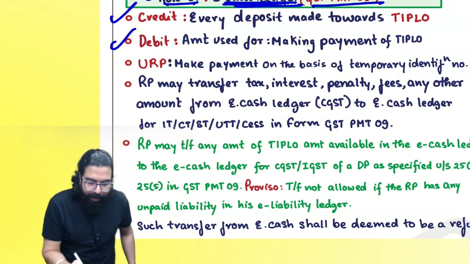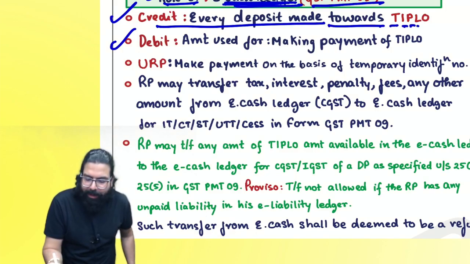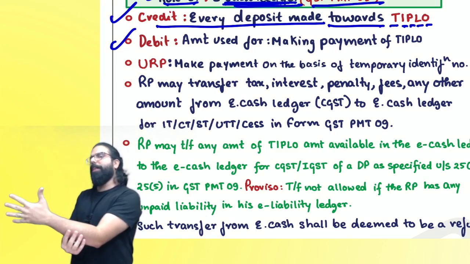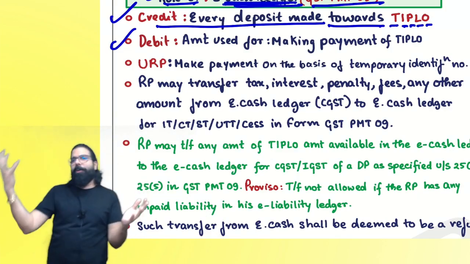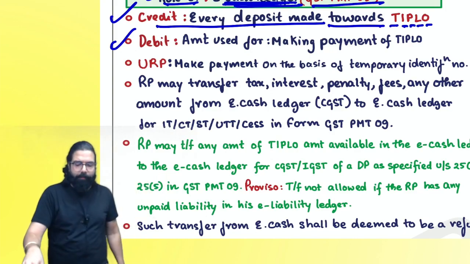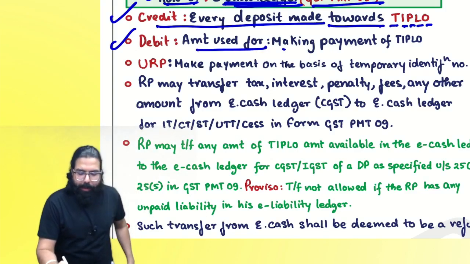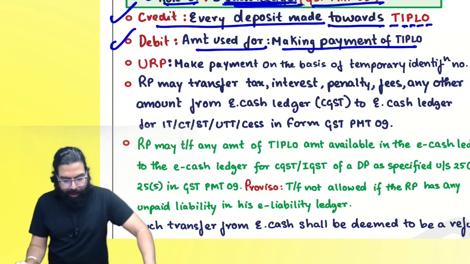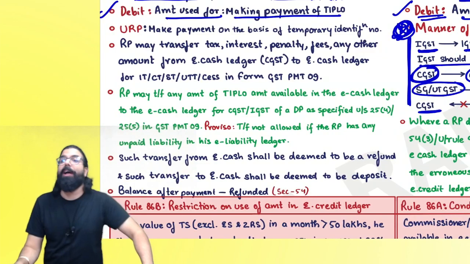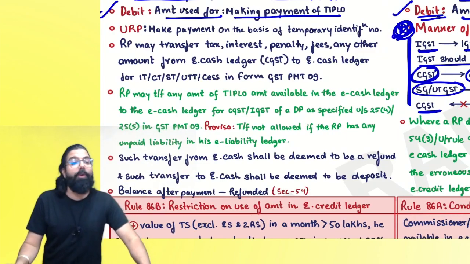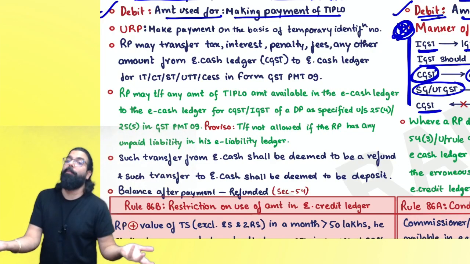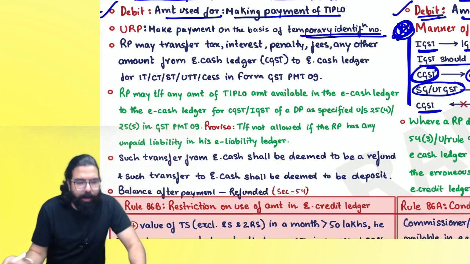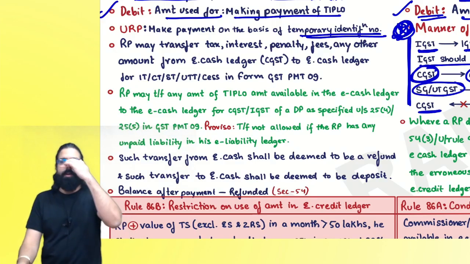So everyone listen. Every deposit made towards tax, interest, penalty, late fee or what is TIPLO? Tax, interest, penalty, late fee or any other amount. Sir, you deposited, now use it to make the payment of your TIPLO only, tax, interest, penalty, late fee or any other amount. Can we go ahead, everyone? Now, supposing you are an unregistered person caught by the officer, and the officer tells you, hey, you have to pay tax. You are telling, I'm not registered only. How will I pay? Then they will give you one temporary identification number, and on the basis of that, you can make the payment.